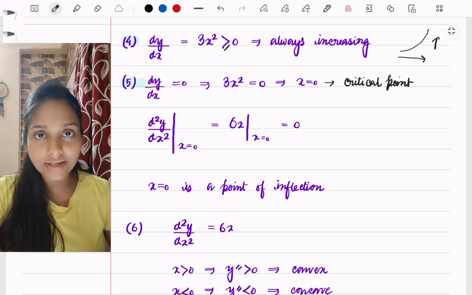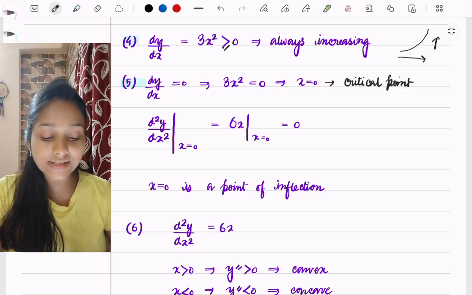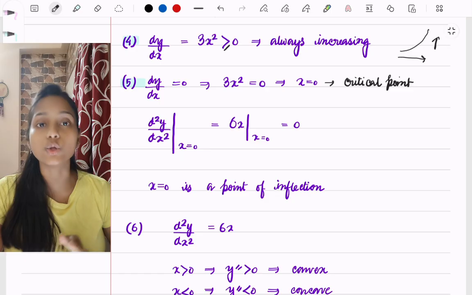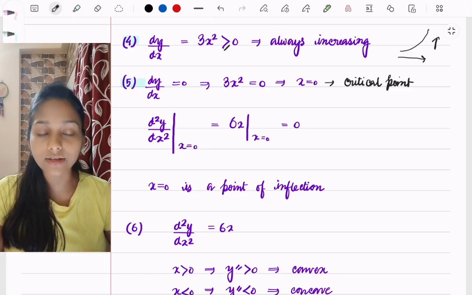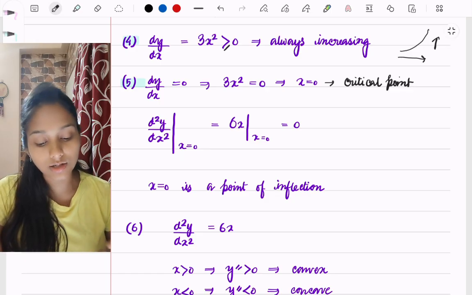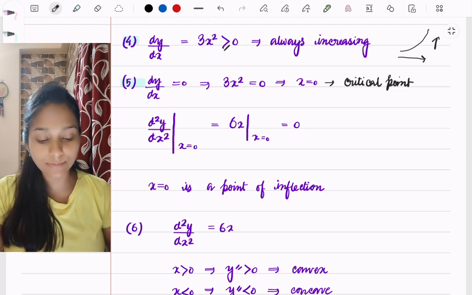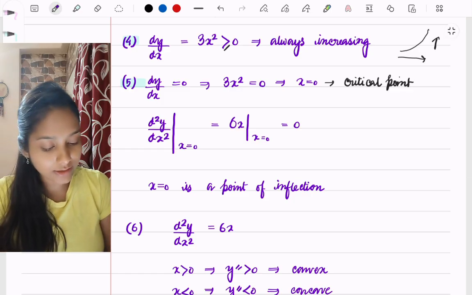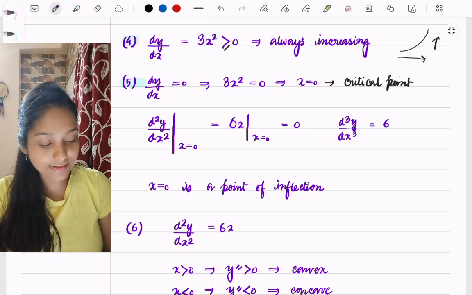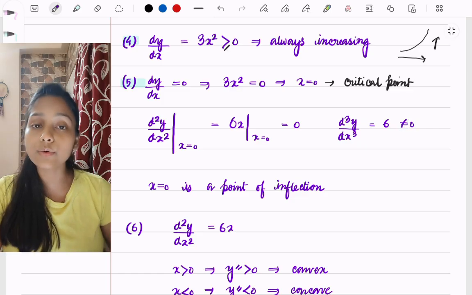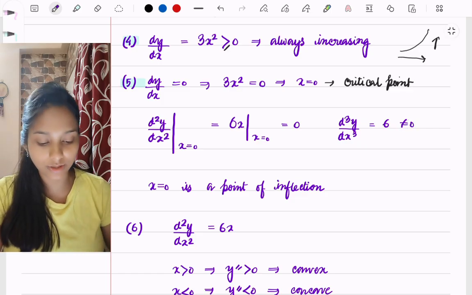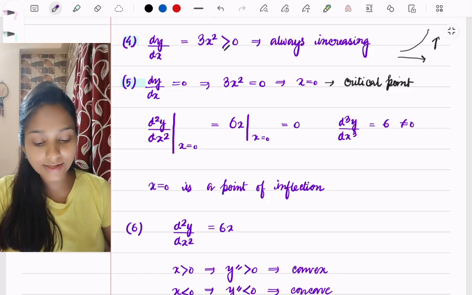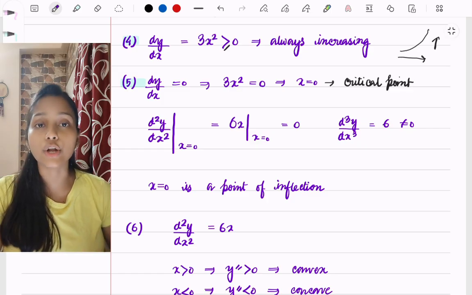Next, we take the double derivative, and an amazing thing is that the double derivative is also 0. So we cannot say whether x equals 0 is a maxima or a minima. There is a theory that if we take the third derivative, d³y/dx³, that gives us 6, which is not equal to 0. So x equals 0 is neither a maxima nor a minima. Moreover, we can say that this x equals 0 is a point of inflection.